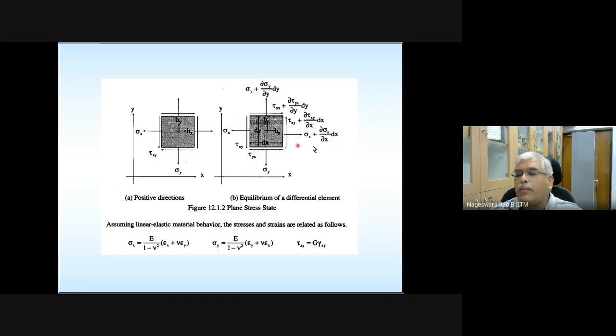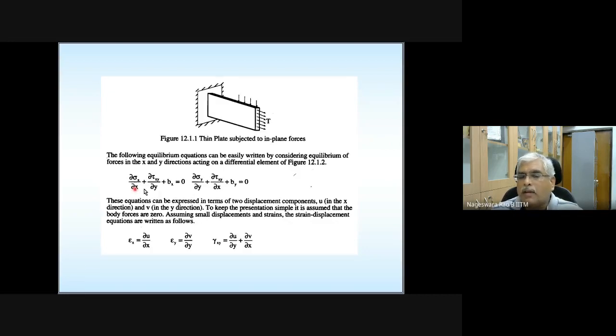Once you have all this, we can easily write the equilibrium equation. What is the equilibrium equation? The sum of all forces acting along x direction should be equal to 0, and the sum of all forces acting along y direction should be equal to 0. If you do that, you are going to get two equilibrium equations. I hope you are taking note of it while I am explaining all this.